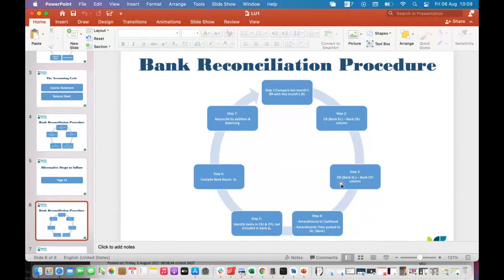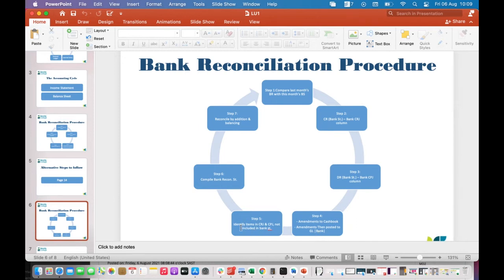Step number four. Whatever is in the bank statement that is not in the cash books, we then have to amend our cash books to include those things. All right, and then subsequently, since our cash payments journal and our cash receipts journal have changed, our general ledger bank account will also change. So we need to make that amendment as well.